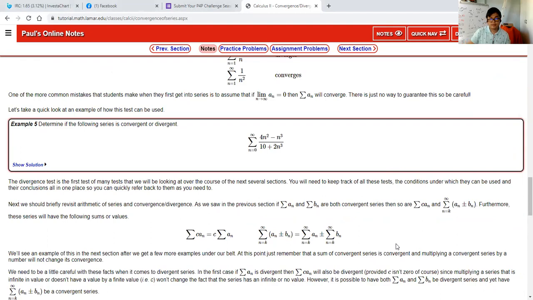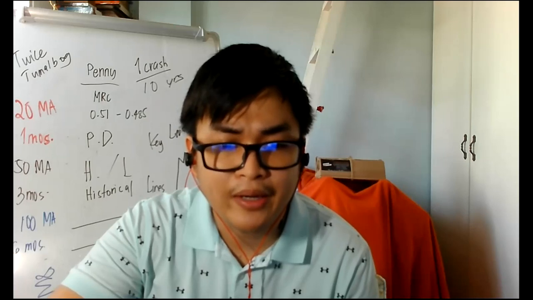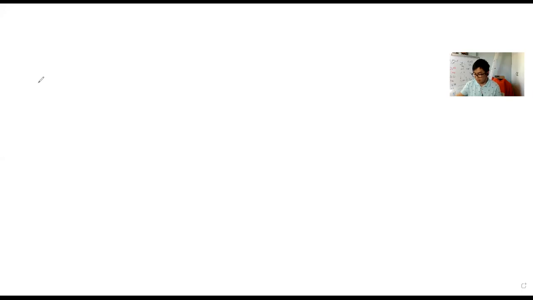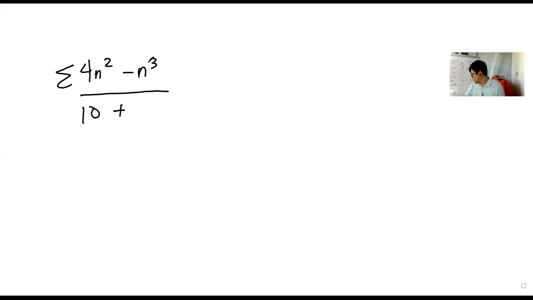O, yung divergence test. Take note what's that? Summation of 4n squared minus n cube over 10 plus 2n cube. Okay, ulit. So, paano natin malalaman? O, paano naman yung divergence test, sir? Hindi namin alam pa paano. Iniisip nyo lang yon. Masyado lang kayong natatakot, na-intimidate lang kayo sa numbers.